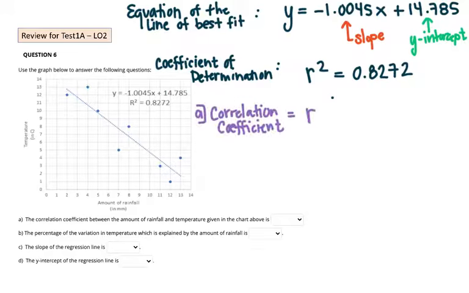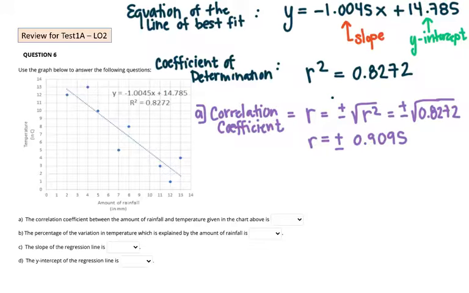So now part A is asking about the correlation coefficient R. That's going to equal plus or minus the square root of R squared. We have to decide at the end whether to make it plus or minus. So that's plus or minus the square root of 0.8272. So we get an answer of either plus or minus 0.9095. Now the question is, is it going to be plus or minus? Remember, R tells you strong or weak, positive or negative correlation. So is this picture showing me a positive or a negative relationship? Since it's a negative relationship, we will make this a negative 0.9095.